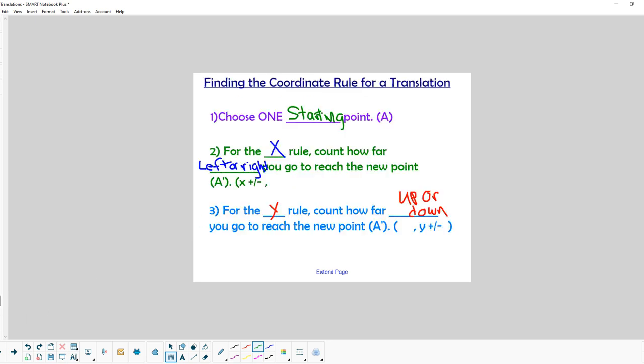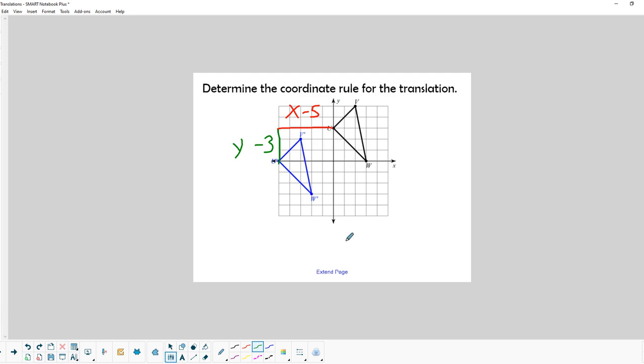So let's go back to there. So we're going to have our new rule. It looks something like this: X, comma Y, with a little arrow pointing to the right, X minus 5, comma, Y minus 3. That's how you describe the rule that took place to translate your object to where it went.